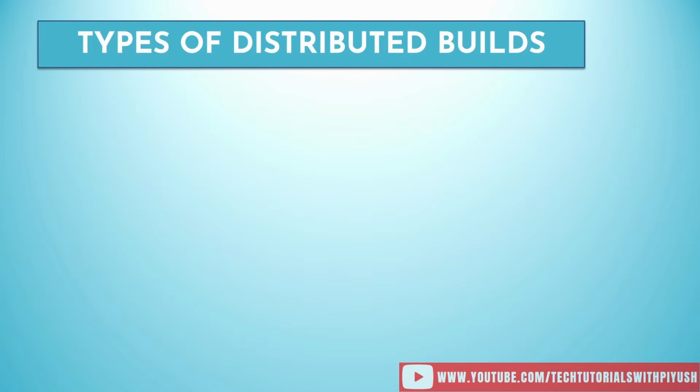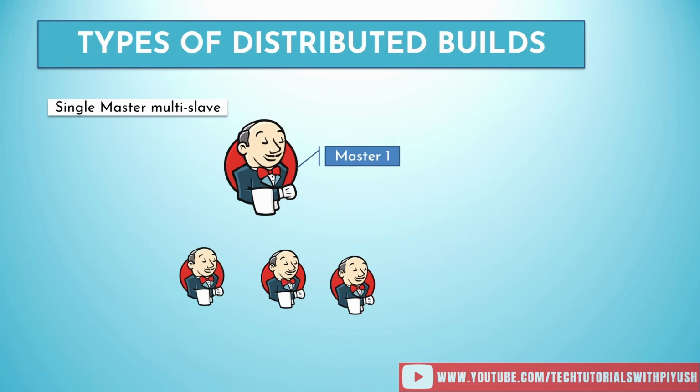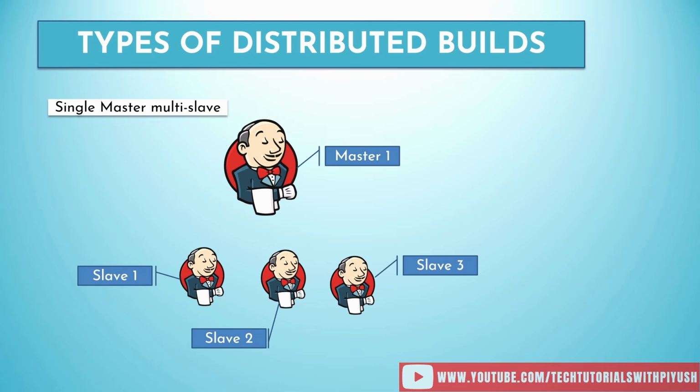Let's have a look at the different type of distributed builds or different type of master slave architecture that we have. First one is single master multi-slave. Let's say we have a Jenkins master and there are multiple slaves attached to it. Slave 1, slave 2, slave 3. There can be thousands of slaves and they are connected with the TCP/IP protocol with the Jenkins master. So this is how single master multi-slave architecture looks like.